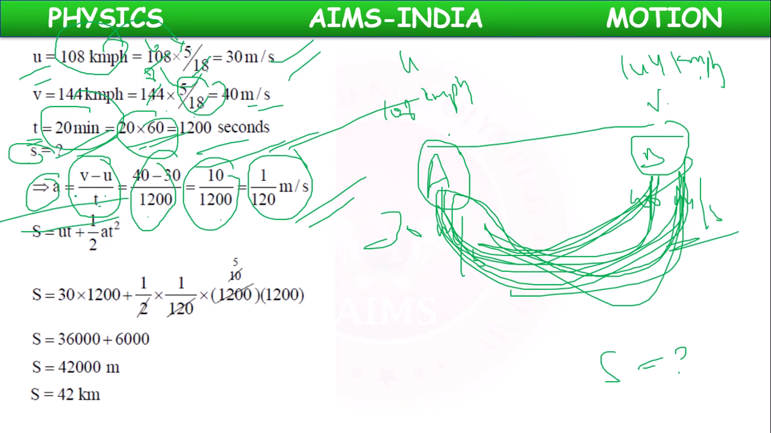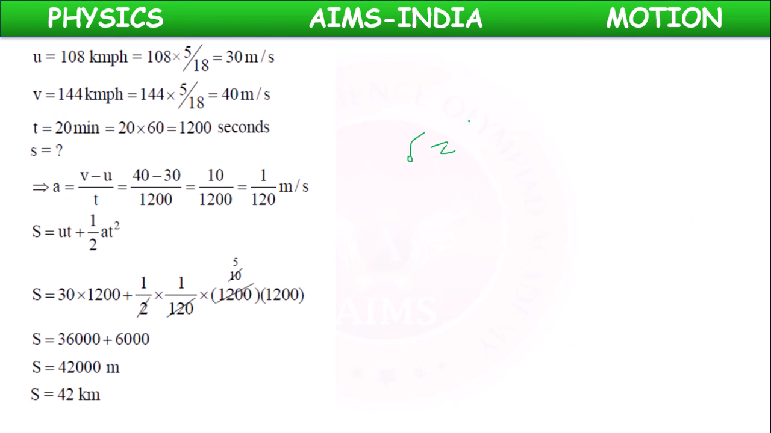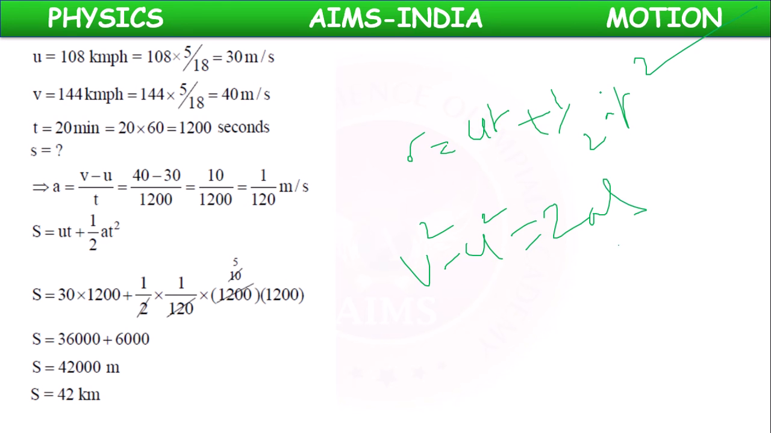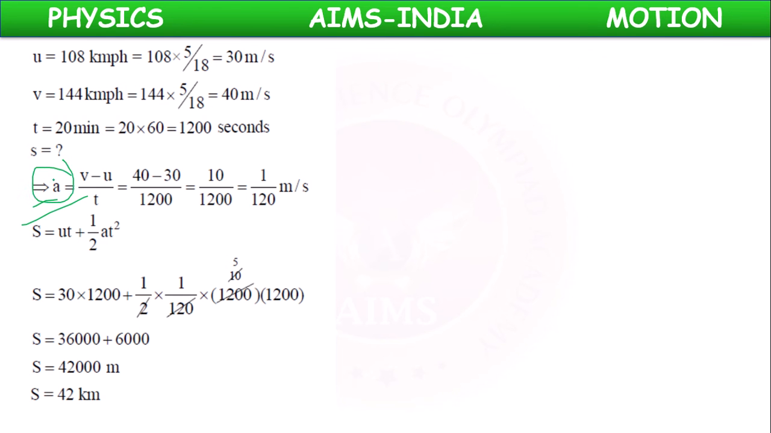This will be the acceleration, because directly if we know v, if we know u and t, we cannot find s directly, because we have two formulas for s. One is s equal to ut plus half at square, another one is v square minus u square equal to 2as. In both the equations, a is involved. So only with v, u, t, we cannot find s value. Compulsorily we have to find a value also. So that's why we are calculating the acceleration first, which is equal to 1 by 120 meter per second square.